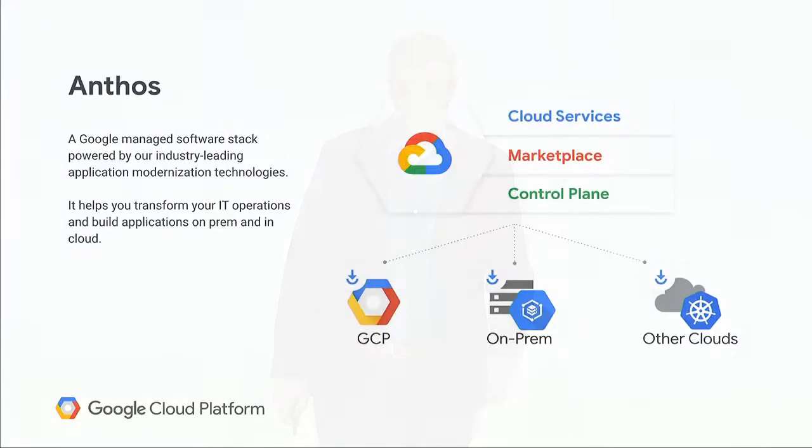At its core, Anthos is made up of 3 main components: a set of cloud services provided by Google, a marketplace of third-party solutions, and a control plane for managing these various environments. On the compute side, which is the part at the bottom of the slide here, we've got 3 environments listed as examples. We've got GCP, on-prem, and then other cloud providers.